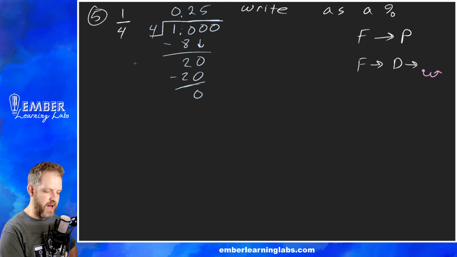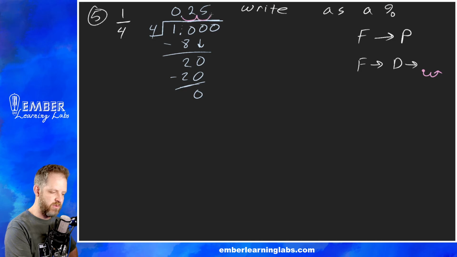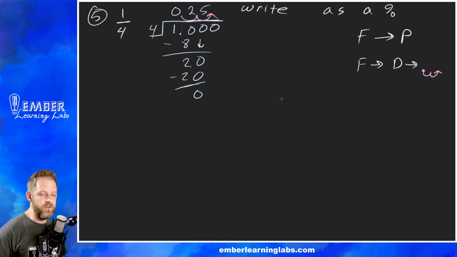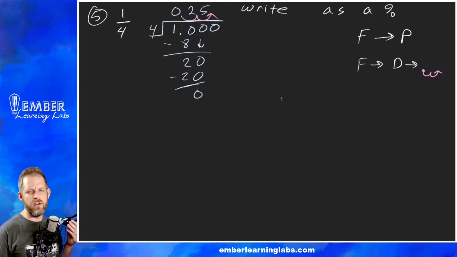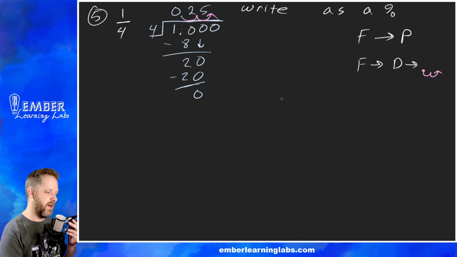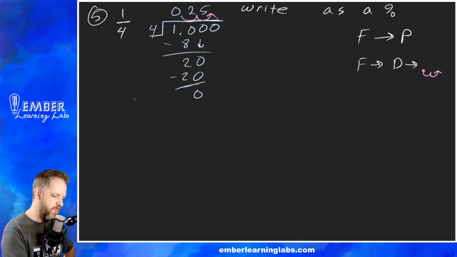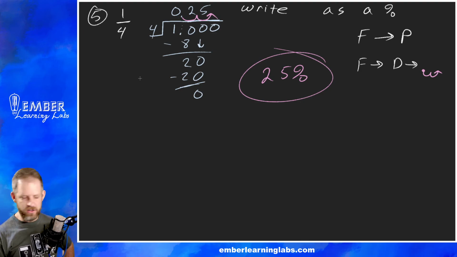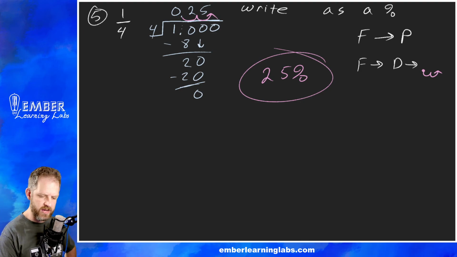So it's 0.25, right? Now, to convert that finally into a percent, we move the decimal over once, twice. What we're doing is multiplying it by 100. Remember to divide by 100 to go from a percent to a fraction, or a decimal. To go the other way around, we're multiplying by 100. Right? So this ends up being 25%. All right. Let's look at example number 6.